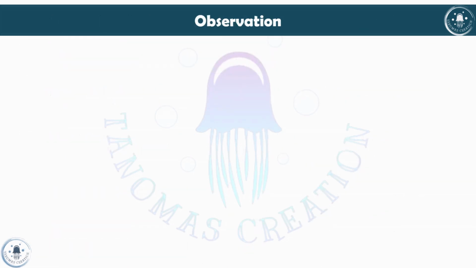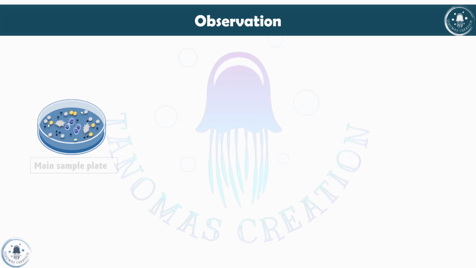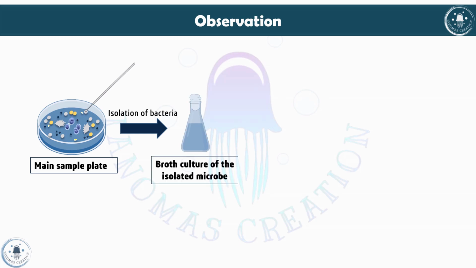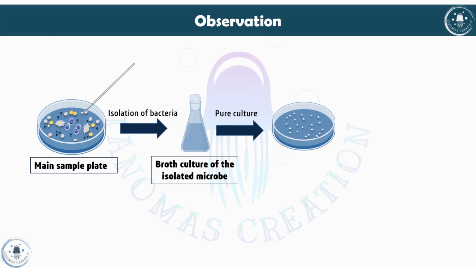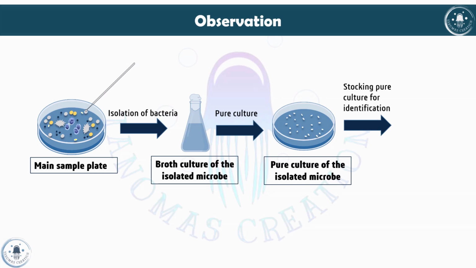Now, what is the observation that you can expect? This is the main sample plate. You have taken this colony of your interest for isolation of bacteria. Now you have isolated the microbe and done the pure culture. You will get the same types of colonies on the plate. This is the pure culture of the isolated microbe. And then you will do the stock pure culture for identification. You can take this colony and make the broth again, and this will be your stock pure culture.